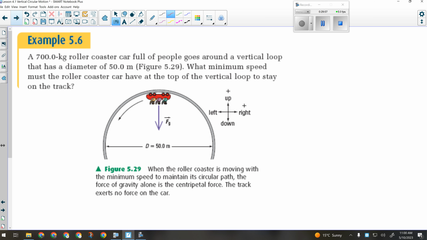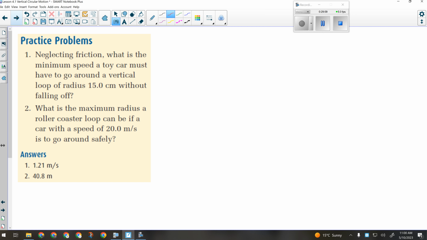All right, so we've already done the minimum speed a couple of times. So I would like you guys to try question number 2 here, calculating the maximum radius for a minimum speed of 20 meters per second. Now, where does minimum speed occur again?